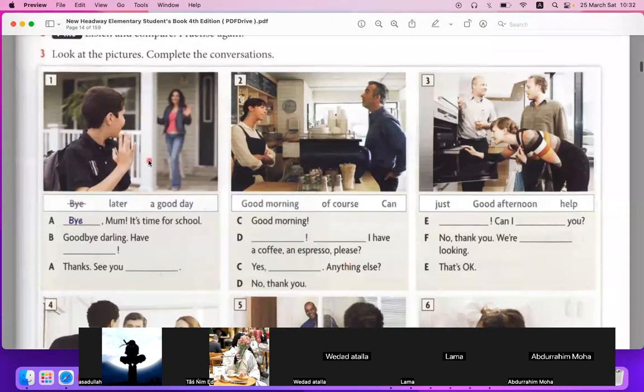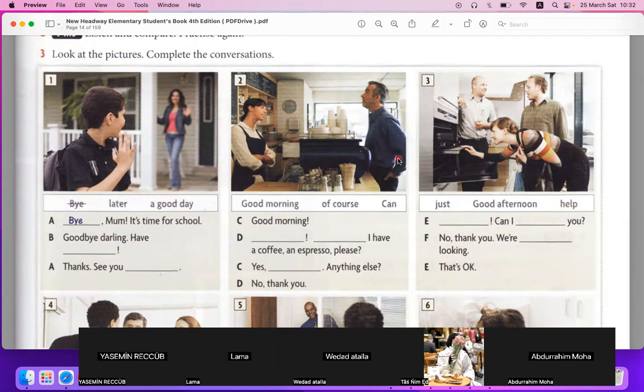So now we have this quick exercise. This is a very short conversation. We try to complete it. So the first one, A, B, A. From these words, we have 3 words and you just write the correct word in the right place. Have, good morning, of course, can. Just, good afternoon, help. So you have 1 minute. Try to answer all of these.